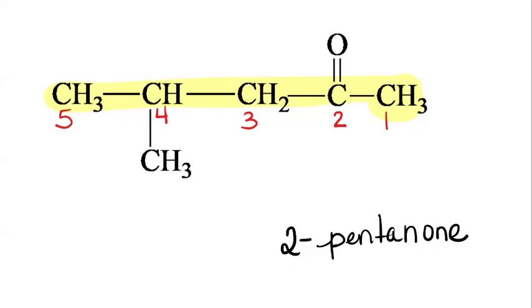I only have one substituent in this molecule, which is at carbon 4. I have a methyl group. The name of this structure is 4-methyl-2-pentanone. Don't forget the punctuation when it comes to structure. Every time we have numbers and letters, we must separate them by a hyphen.